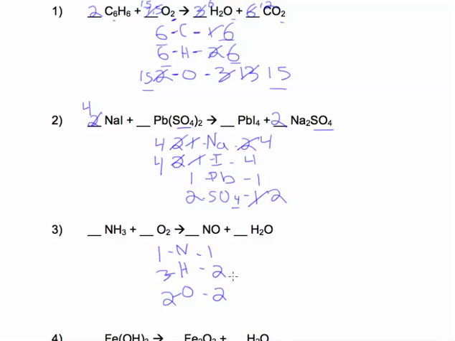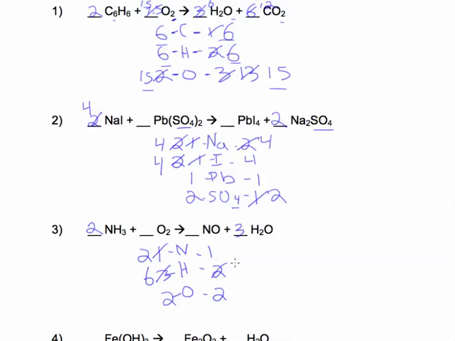We have 3 hydrogen on one side and 2 on the other. The lowest common denominator is going to be 6, so we're going to go 6. We put a 2 here. We have 6, but we also have 2 nitrogens. We put a 3 here, and we get 6.